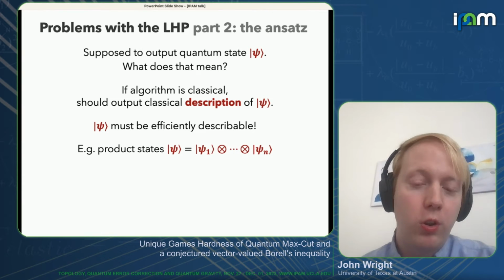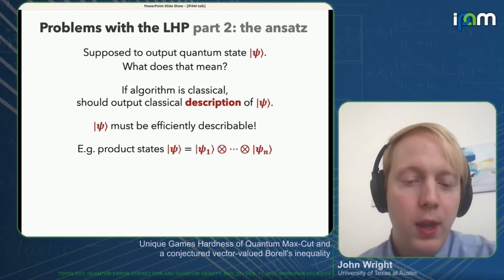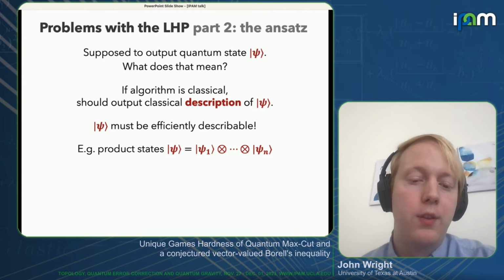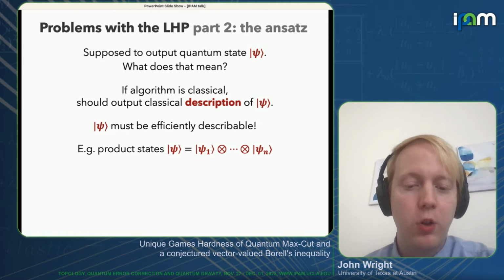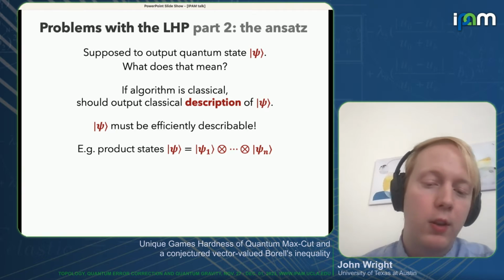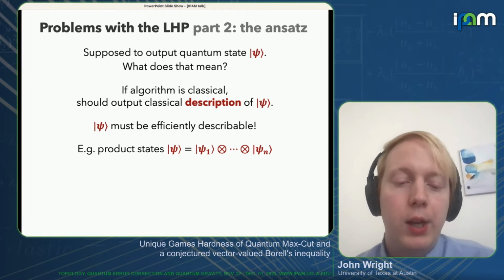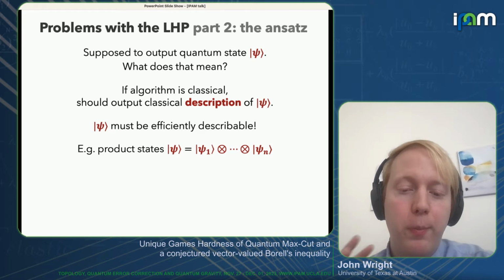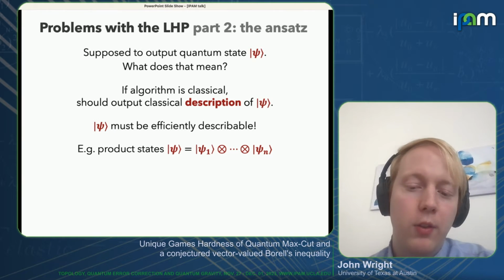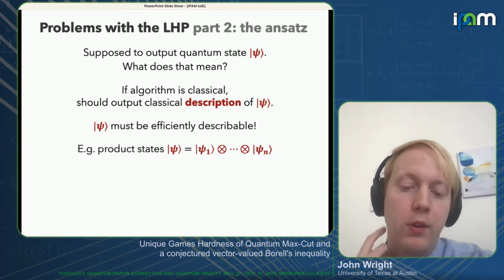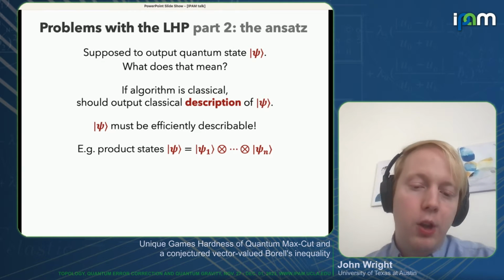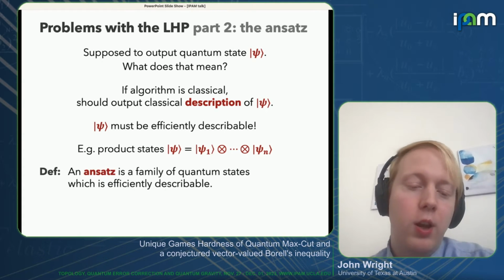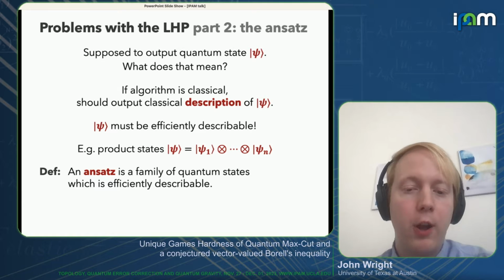A general quantum state requires exponentially many bits, but we do know that there are nice classes of states that can be described efficiently. An example is a product state, where psi is a separate pure state on each qubit, and the whole state is a tensor product of all of them together. You can describe it just by describing each of the individual qubits. Since there are n qubits, this requires about order n bits to describe. So this is an efficiently describable state. More generally, we can call an ansatz a family of quantum states which is efficiently describable, which we would like our algorithm to output.